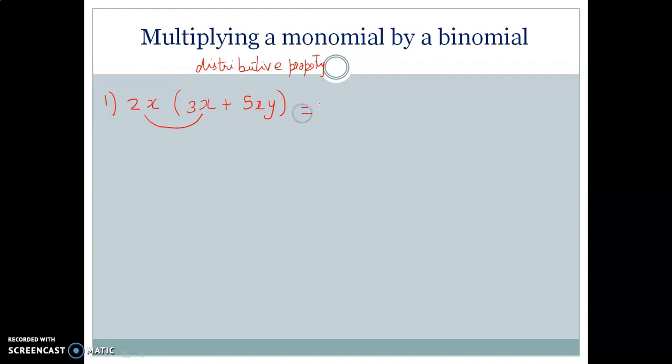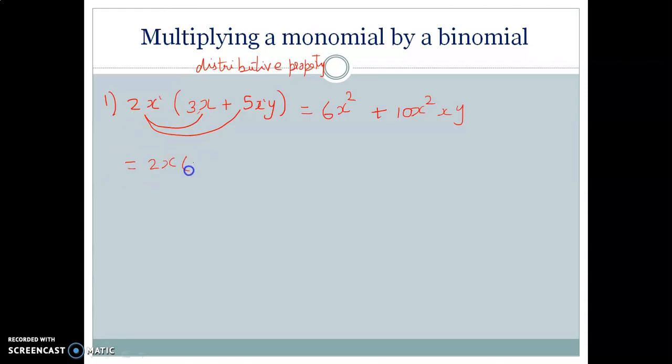So we will have 2 into 3, 6x squared plus, because 2 into 5 is plus 10. Here we have 1x. Here again I have 1x. So x squared xy. This is the easiest way, directly writing the answer. But if you feel this to be tough, whatever arrow marks I have given, take down and write.